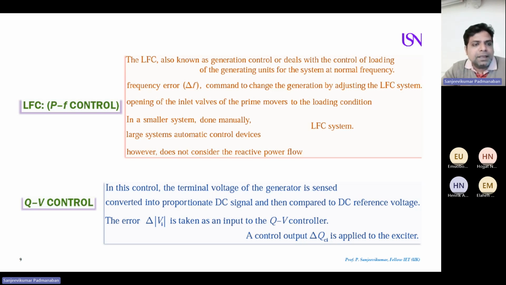But in LFC control, we don't need to consider the reactive power flow. We concentrate only on the frequency, so that it controls the active power, not the reactive power.